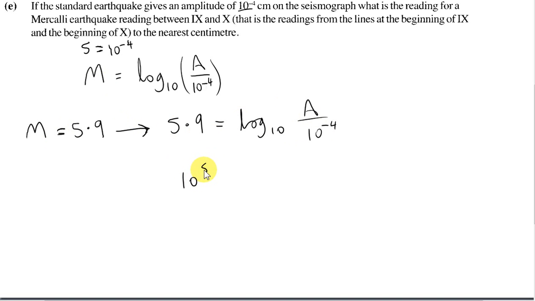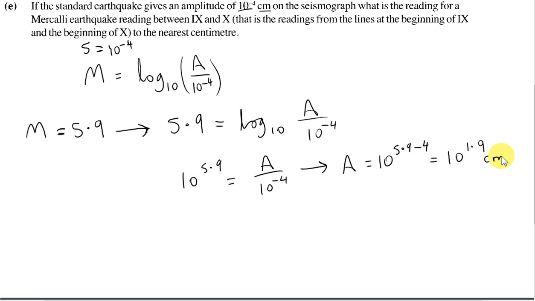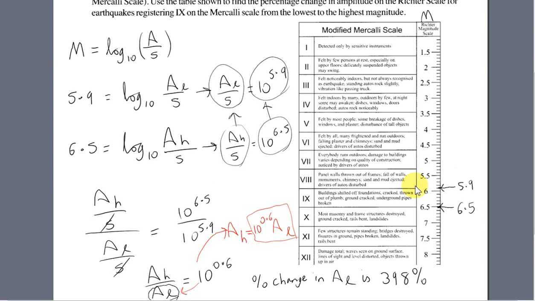10 to the power of 5.9 equals A divided by 10 to the power of minus 4. So to find A, we just multiply 10 to the power of 5.9 by 10 to the power of minus 4. So we add the powers, 5.9 plus minus 4. That gives us 10 to the power of 1.9. And amplitude is measured in centimeters. So this is the amplitude of an earthquake of magnitude 5.9. So that's the amplitude of the smallest earthquake of type 9 on the Mercalli scale.